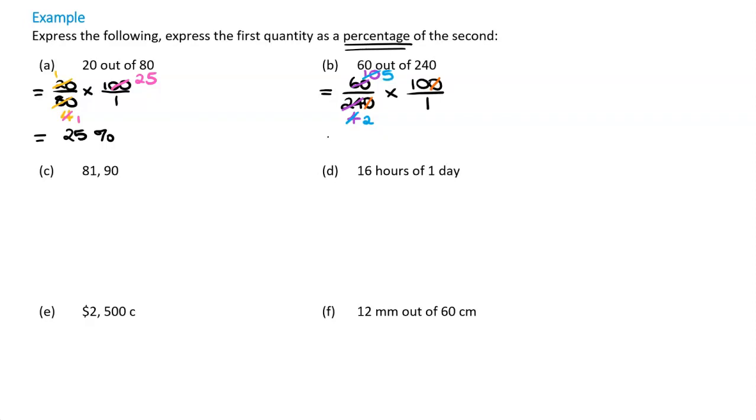So let's clean that up a little bit. We're left with 5 over 2 times 10 over 1. You might find it useful to rewrite what you have left and really check that you're doing this correctly. So we're going to have 50 divided by 2.